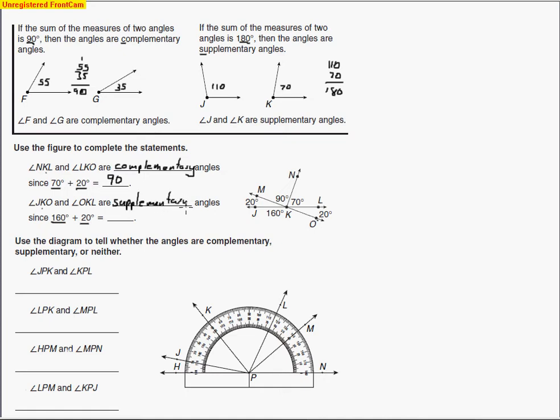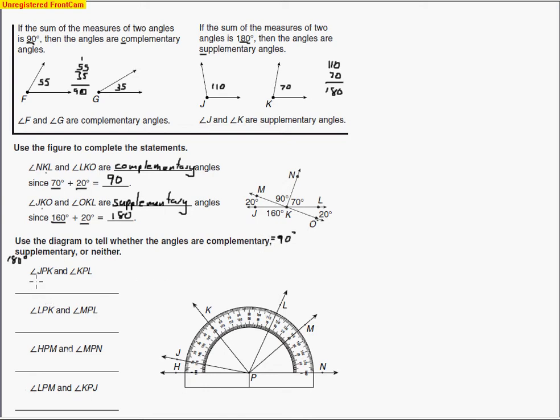The reason we call them supplementary angles is because they add up to 180 degrees. If they don't add up to 90, they're not complementary. If they don't add up to 180, they're not supplementary. So let's take a look at this next set of directions. It says use the diagram to tell whether the angles are complementary, supplementary, or neither. Complementary has to add to 90 degrees, supplementary has to add to 180 degrees, and neither would be if it's some other number.